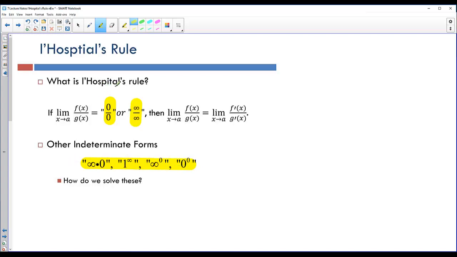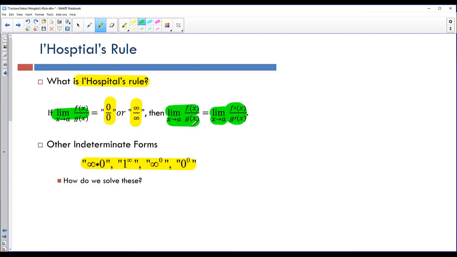So what does L'Hopital's rule say? It's actually pretty simple. It says that if you're taking a limit as x goes to some number a of f of x over g of x, and this also works for plus or minus infinity, and you get one of these indeterminate forms, 0 over 0 or infinity over infinity, when you plug in a, then we can take the derivative of the top and divide by the derivative of the bottom, and then take the limit, and these two things will be equal to each other.